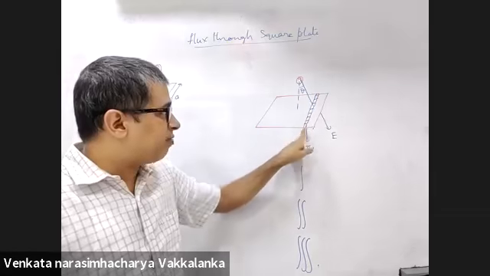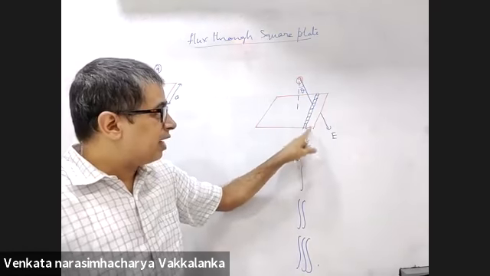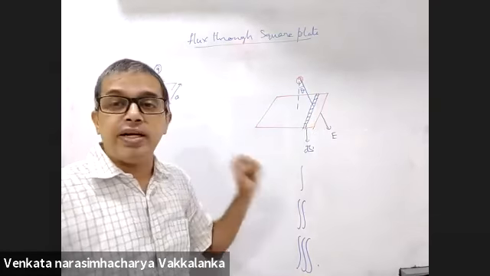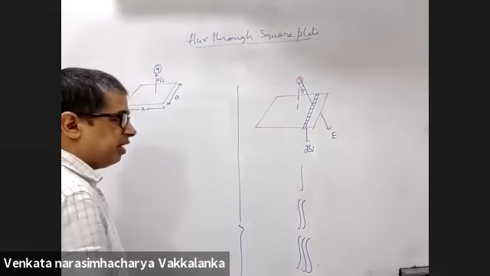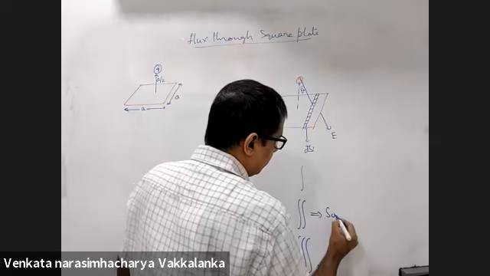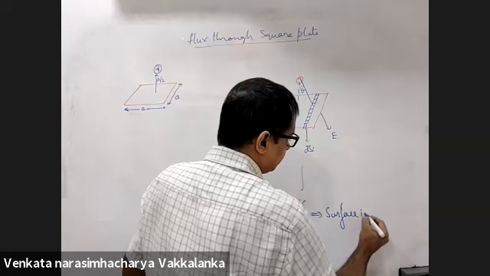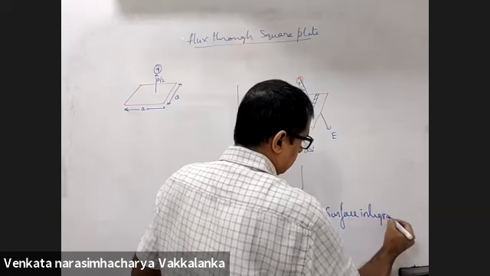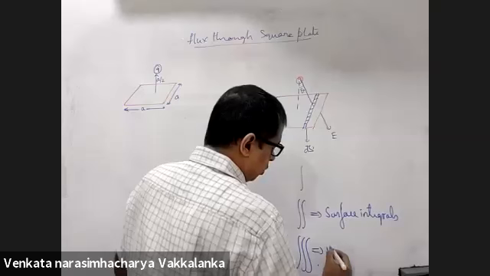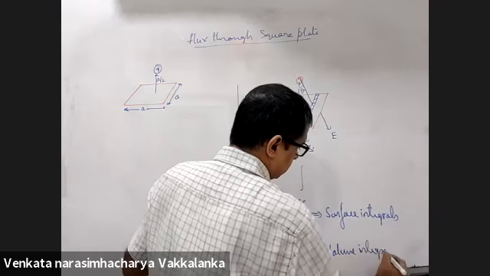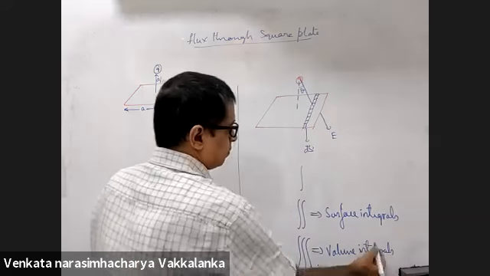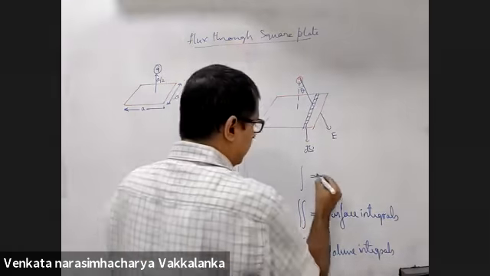You will have to integrate from here till here once. That I will have to integrate from here till here. Though you will draw even this diagram. These are called surface integrals. These are called volume integrals. This is called line integral.